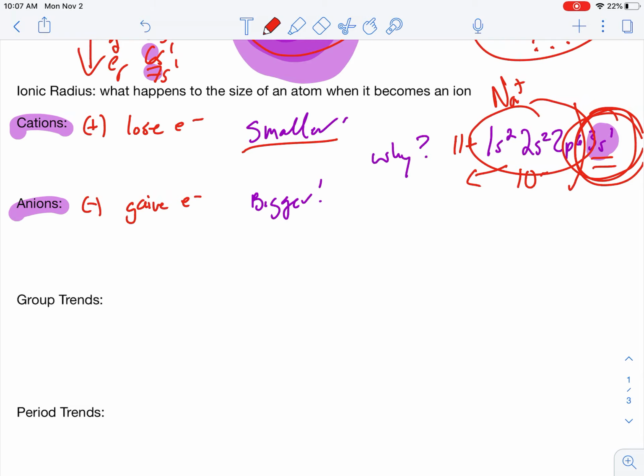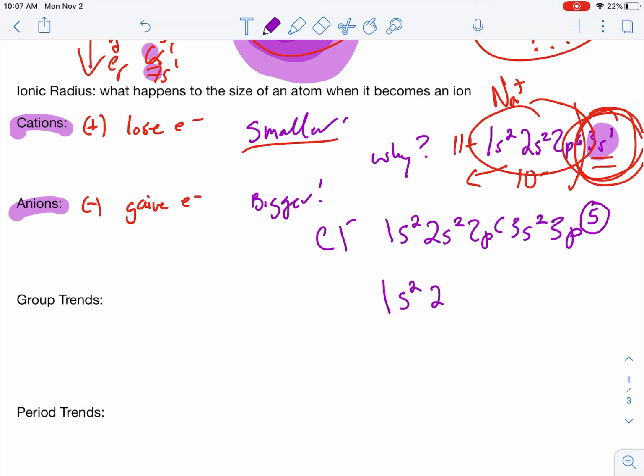All right, anions. Why do they get bigger? Let's take a look at an anion. Maybe chlorine. I could have copied over that electron configuration. Oh well. 1s2, 2s2, 2p6, 3s2, 3p5. Chlorine's going to have a -1 charge. It's going to gain 1 electron in this location. So I'll have 1s2, 2s2, 2p6, 3s2, and 3p6.